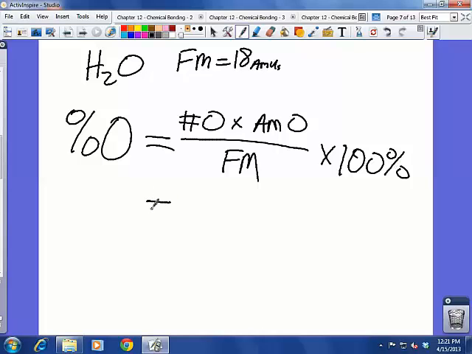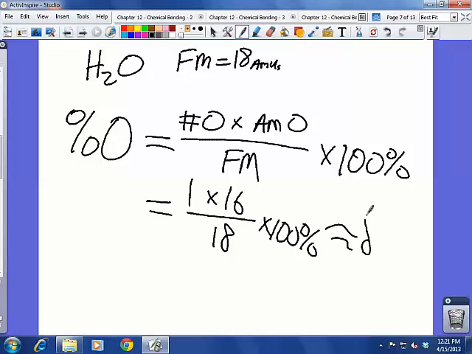So in this case, in water, I have one oxygen atom with a mass of 16 AMUs divided by a formula mass of 18. And if I multiply that by 100%, what does that come out to be? 88.9%. Yeah. So about 89% oxygen. Not water, but that was number 5.